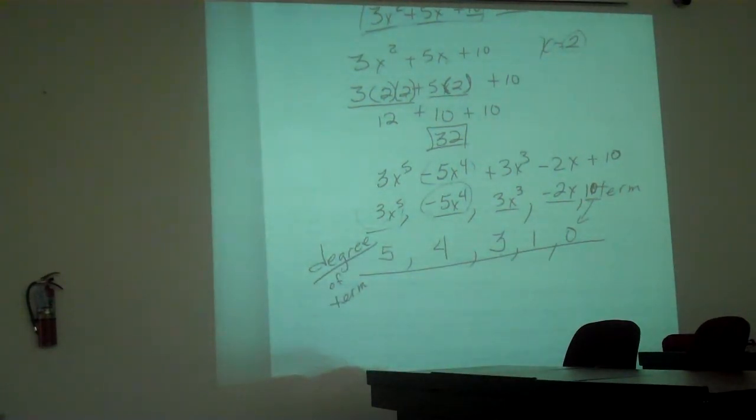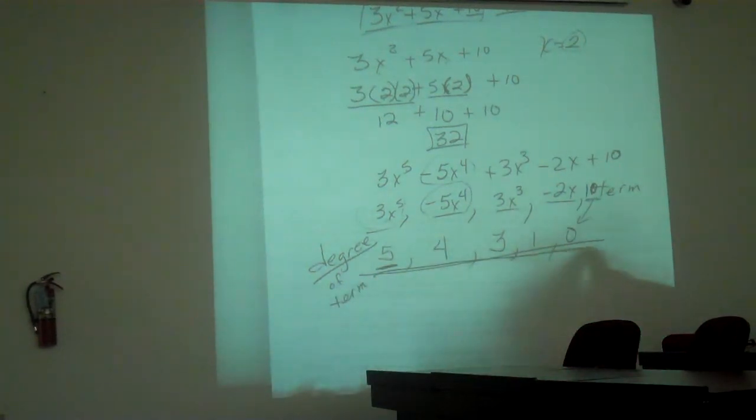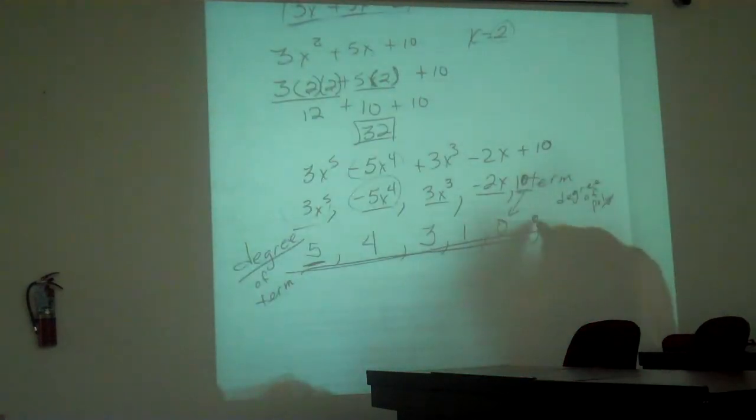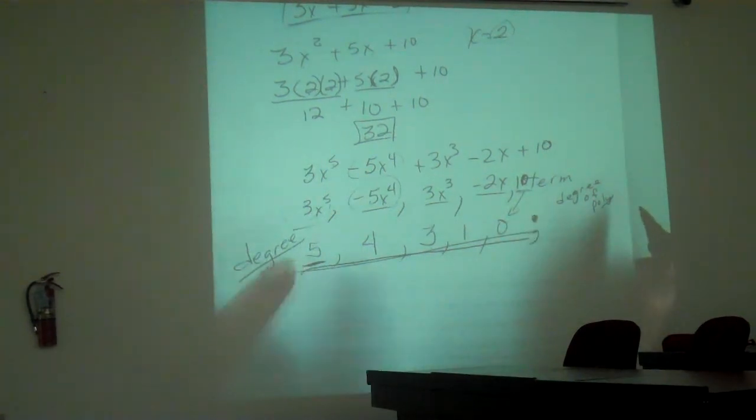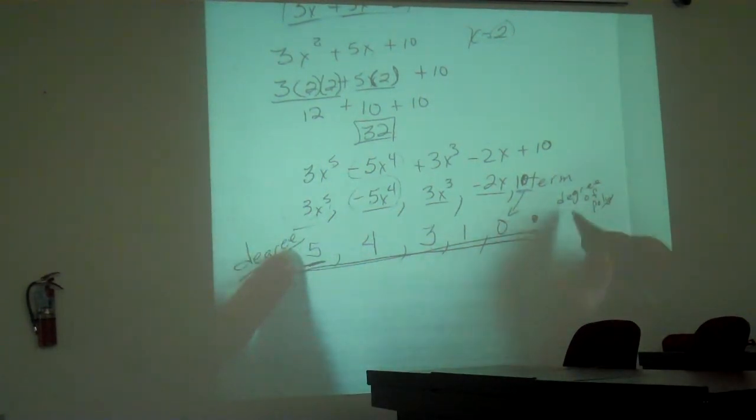The degree of the polynomial is your biggest one, the highest degree. So this is the degree of the term. The degree of this polynomial, the degree of the polynomial will be what? 13? 5. It's the biggest one. You don't add them up. It's just the biggest one, 5.